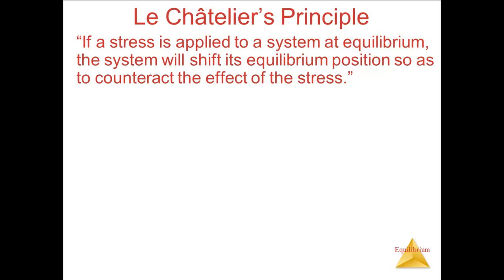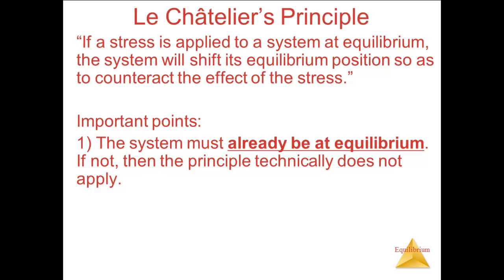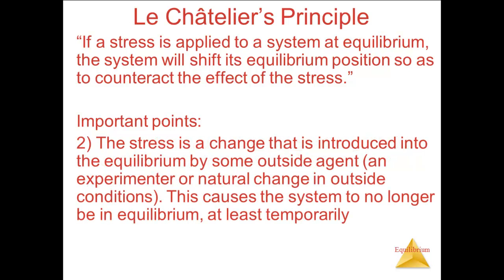There are several key parts of this principle. Number one, the system must already be at equilibrium. If not, then the principle technically does not apply. Although chemists will sometimes use the principle in non-equilibrium systems, it is not technically valid under those circumstances. Number two, stress is a change that is introduced into the equilibrium by an experimenter or by a natural change in the outside conditions. This causes the system to no longer be in equilibrium.